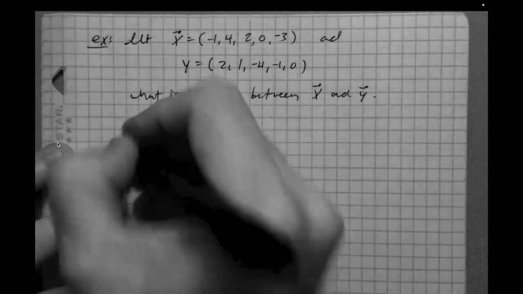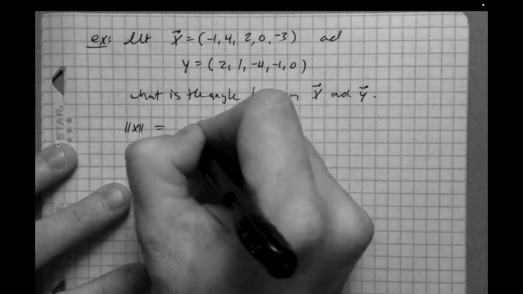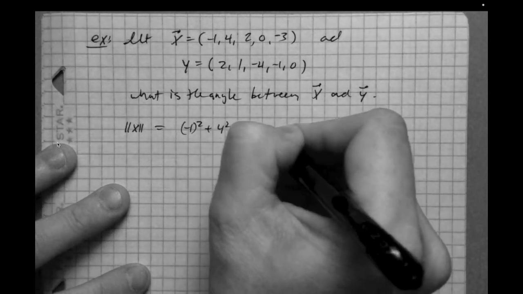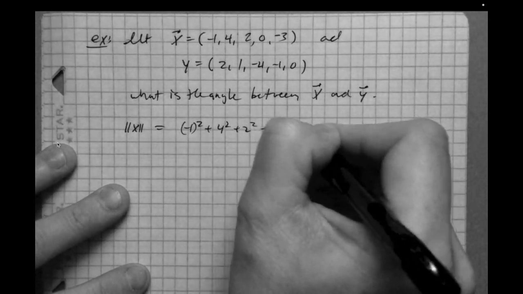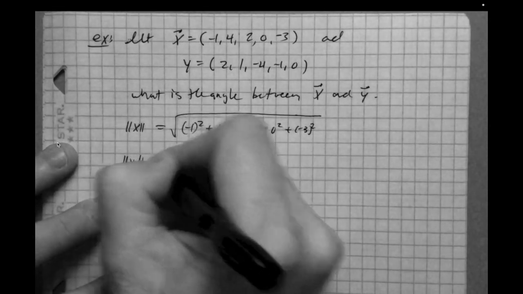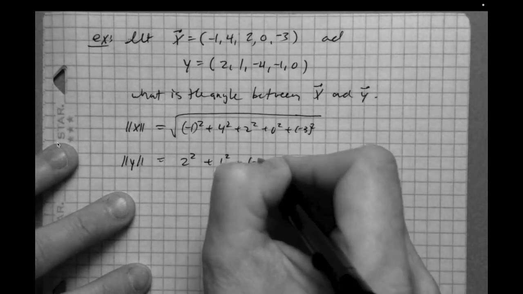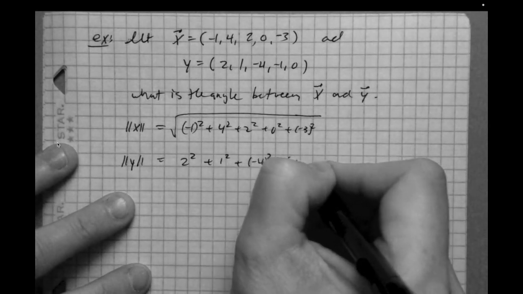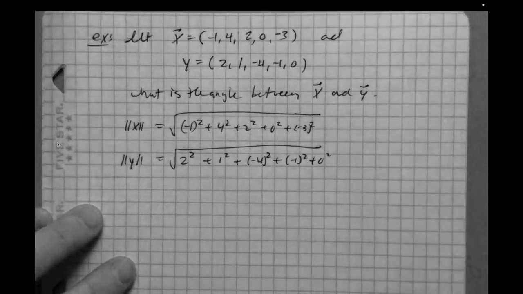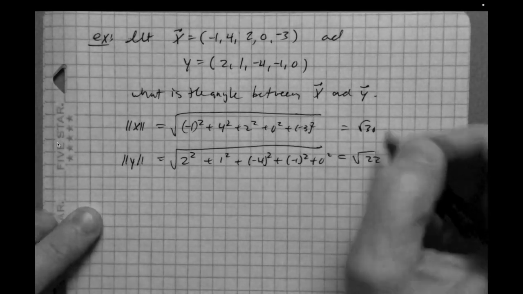Well, we just have to find the norm of x. That's going to be the square root of -1 squared plus 4 squared plus 2 squared plus 0 squared plus -3 squared. The norm of y is going to be the square root of 2 squared plus 1 squared plus -4 squared plus -1 squared plus 0 squared. Here you're going to get the square root of 30. Here you get the square root of 22.